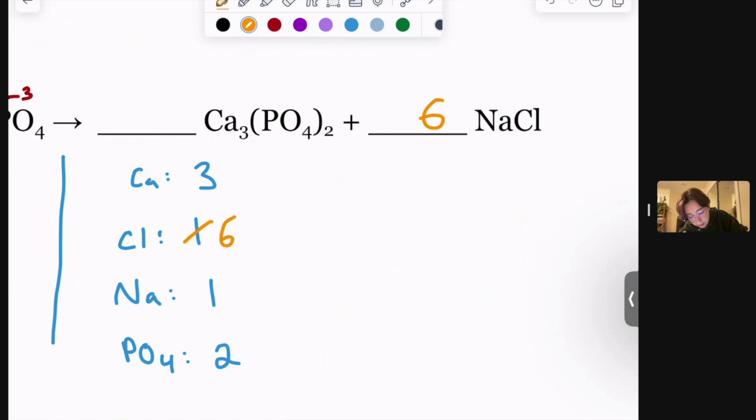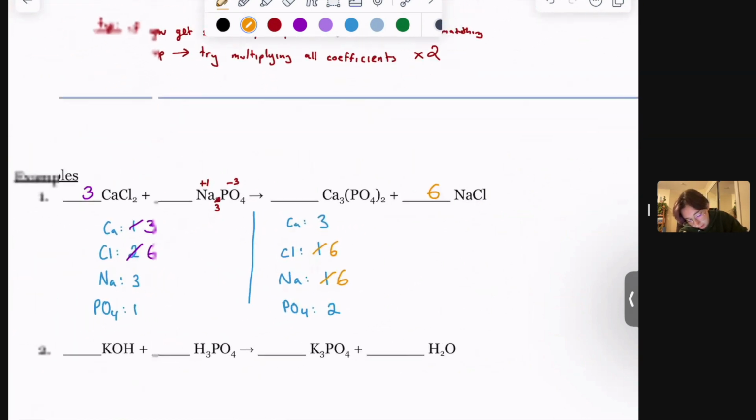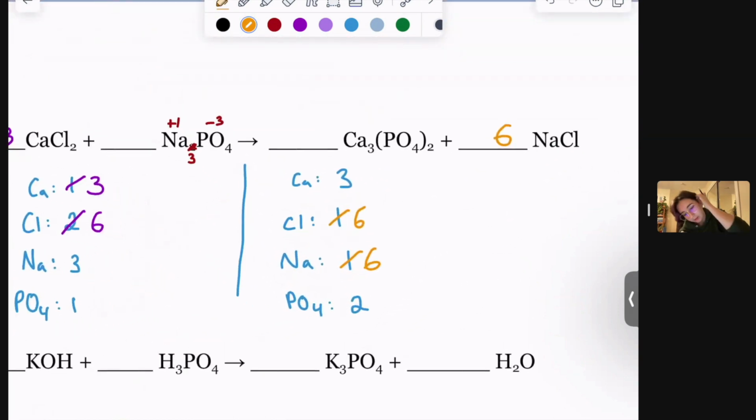Now I have 6 of those, but I now also have 6 of those. Okay, let's do sodium. I have 3. What can I multiply 3 by to get 6? 2. And that also changes my number of phosphates.